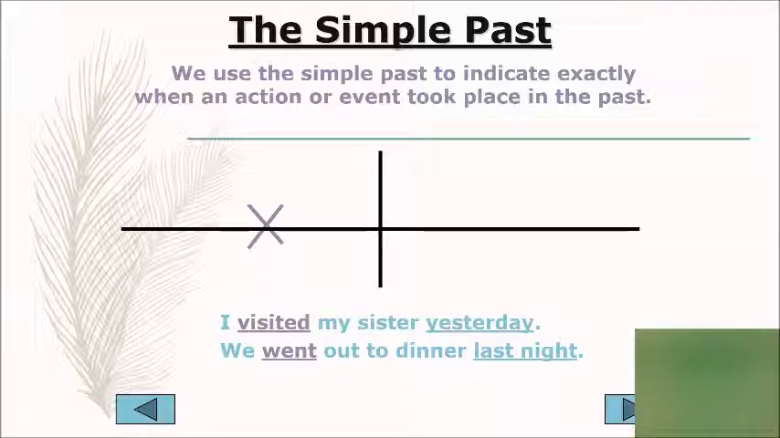So we have here two sentences. The first one says, I visited my sister yesterday. So visit plus ed means that this verb is a regular verb. We went out to dinner last night. We went. Went is the past tense of the verb go. So here we have an irregular verb. We need to pay attention to regular verbs which end with ed and irregular verbs which just change.